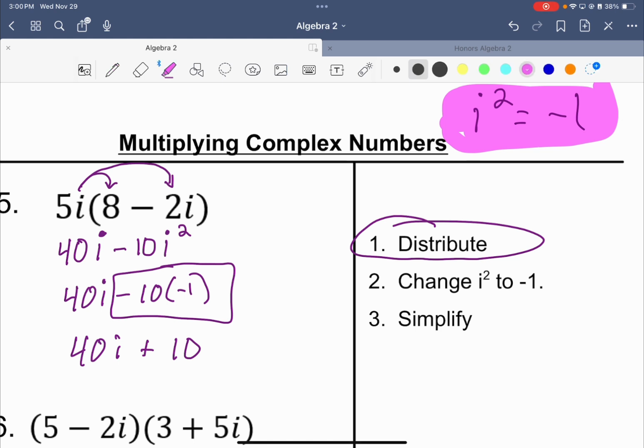Is this in the direction that we want it? No, not technically. It's bi plus a. So technically speaking, you should probably be nice to me and put it as 10 plus 40i.